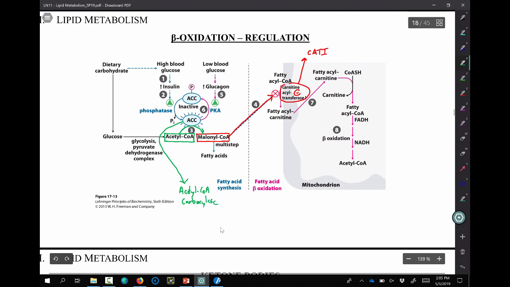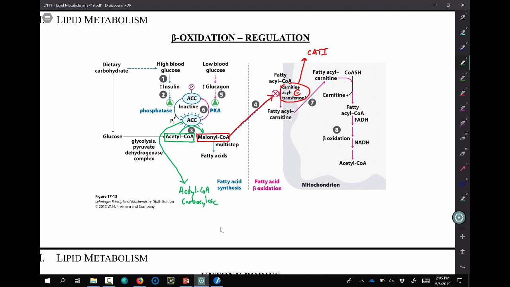Acetyl-CoA carboxylase is one of the key enzymes found in fatty acid synthesis. Malonyl-CoA, the molecule that's made, is a 3-carbon molecule. Acetyl-CoA is a 2-carbon molecule. This enzyme is carboxylating that to this 3-carbon molecule. That malonyl-CoA is one of the precursors to lipid biogenesis.